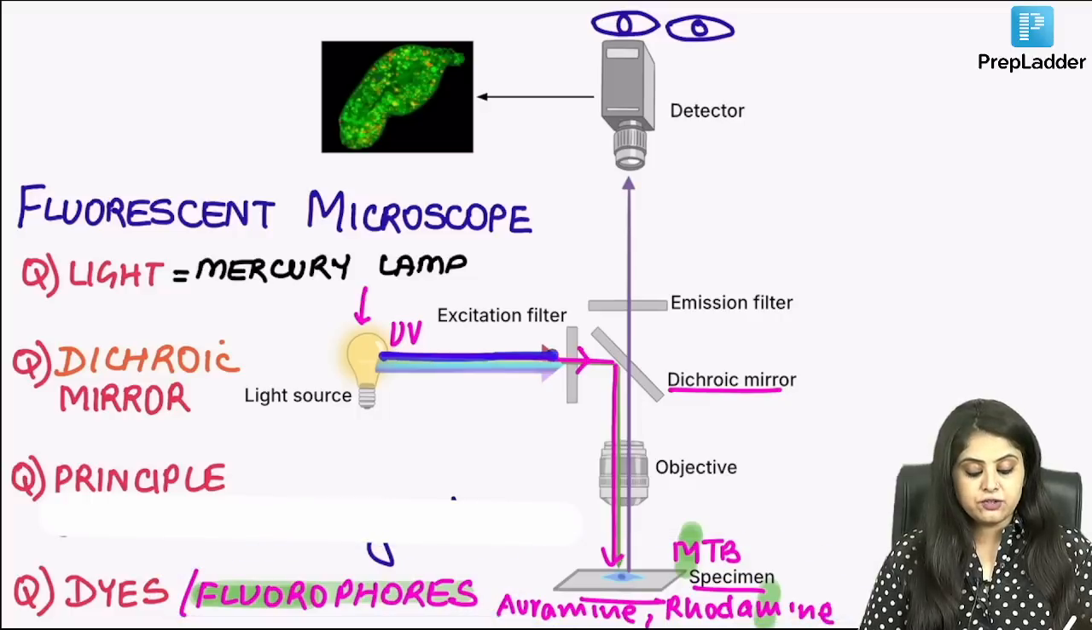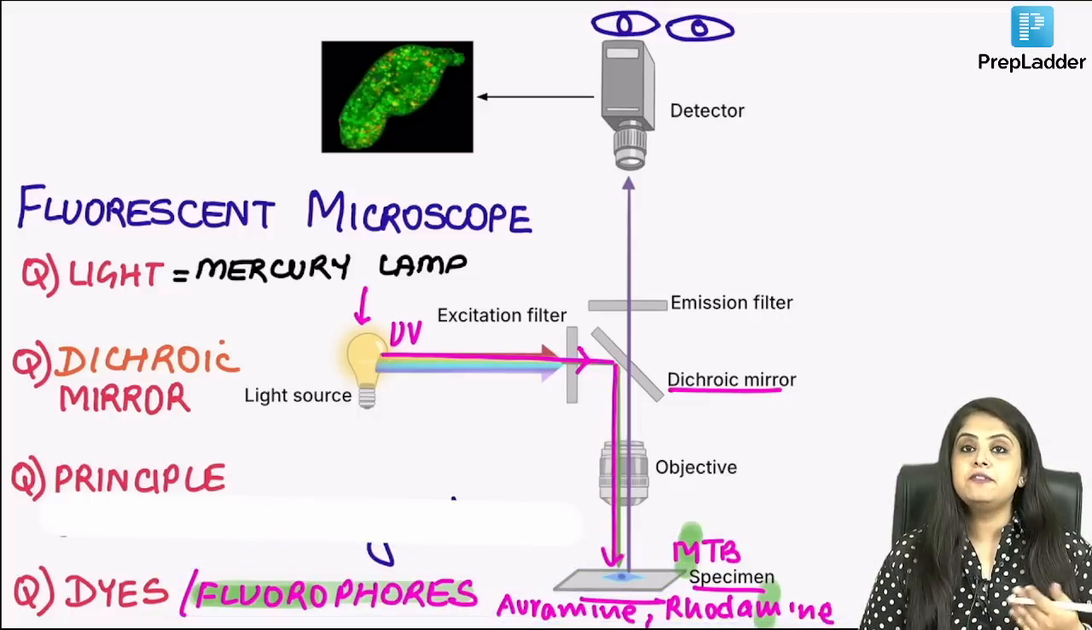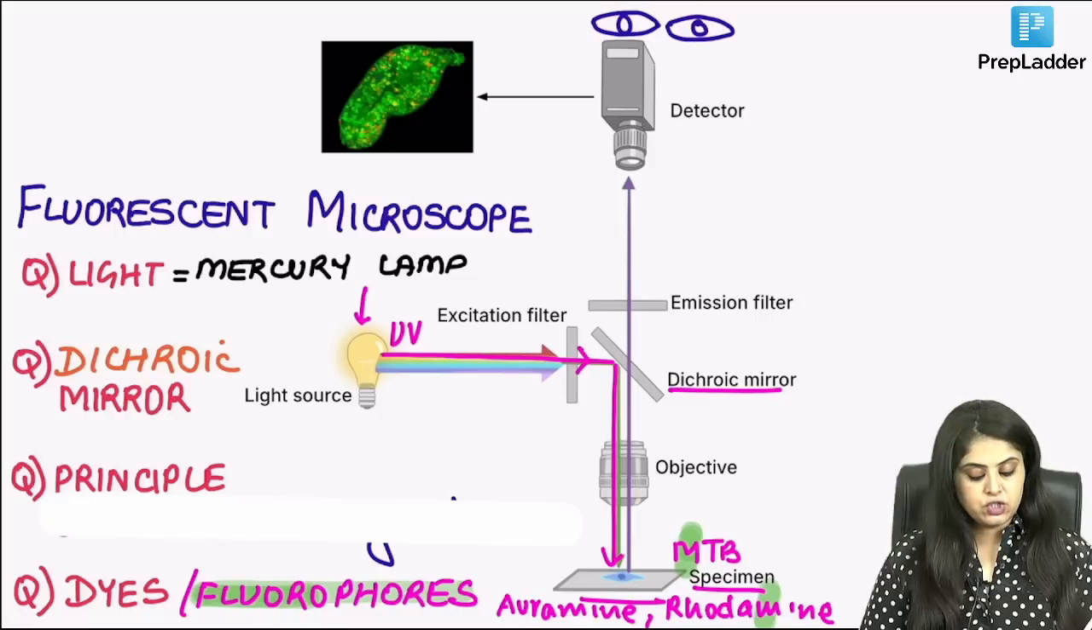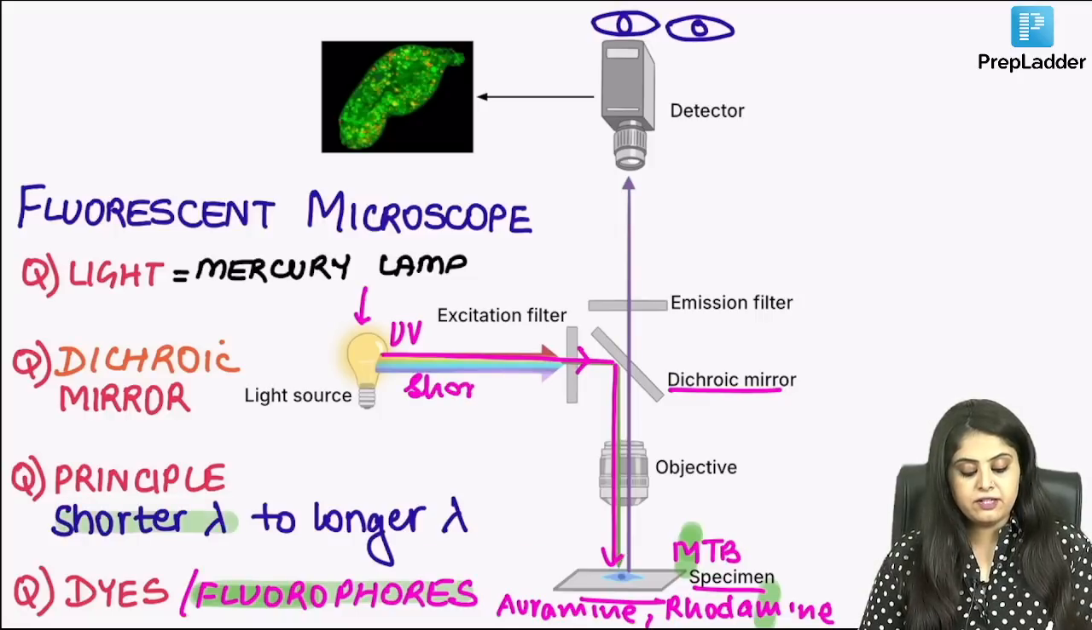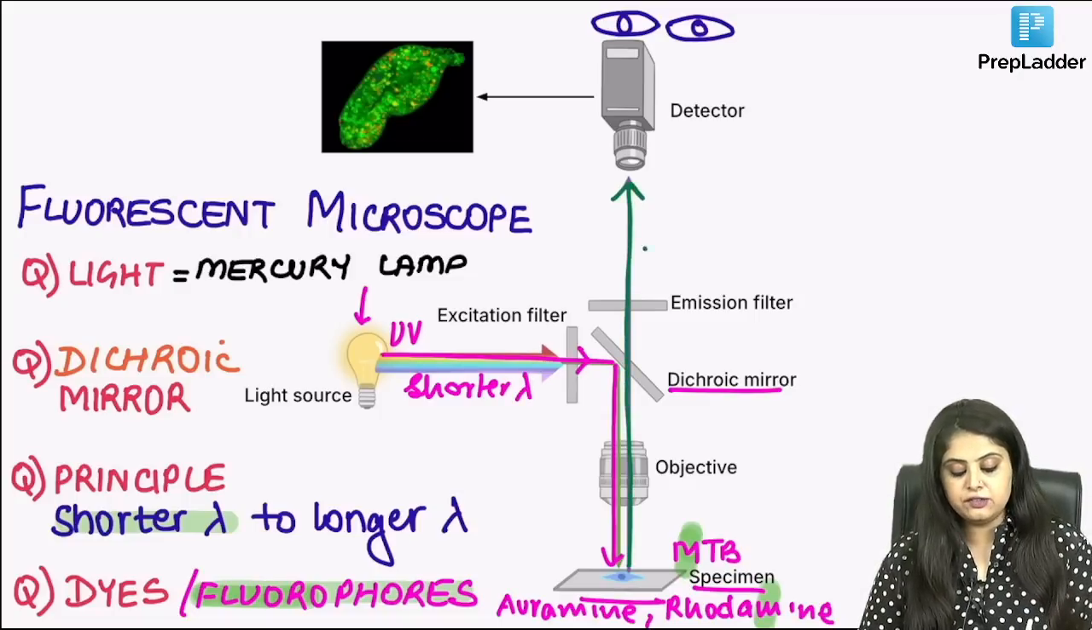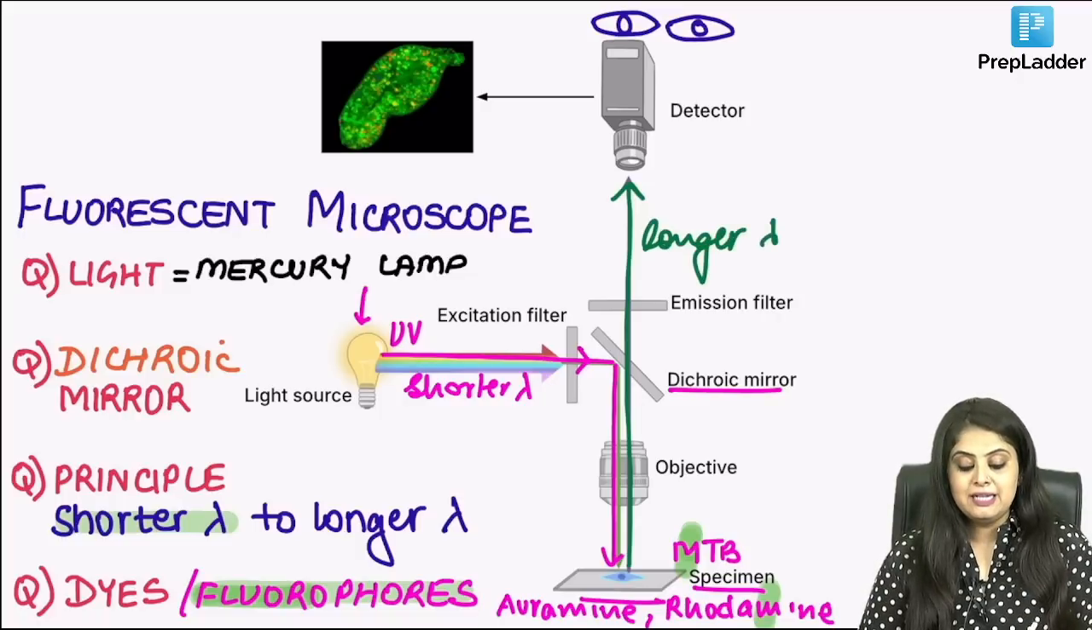Now, as soon as this ultraviolet light comes and strikes the sample and this fluorescent dye, the wavelength of the ultraviolet light will change. Initially, the ultraviolet light came at a shorter wavelength, but after coming in contact with this sample, the wavelength that is going to go back and reach our eyes is going to be of a longer wavelength, and that's the principle of a fluorescent microscope. That's the light that comes to our eyes, and this is what you can view.